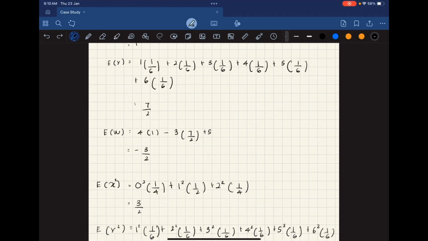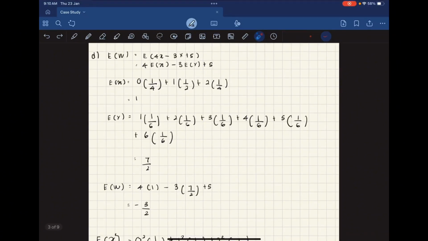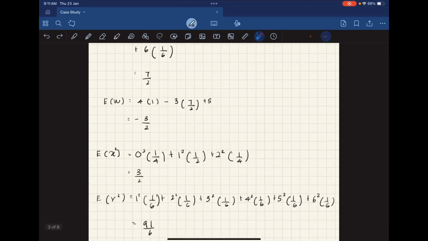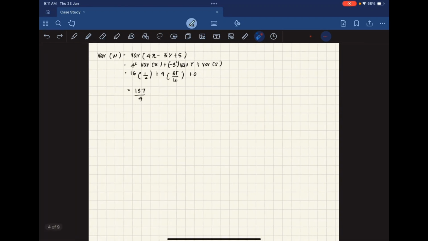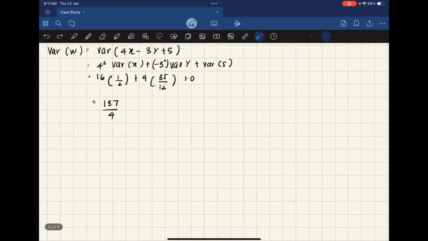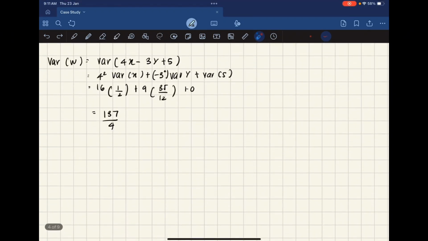After you get the values, you just need to enter them in the formula, which is 4E(X), which is 4 times 1, minus 3E(Y), where E(Y) is 7 over 2, plus 5, which equals negative 3 over 2 for E(W). Okay, to find the variance, we need the variance of W. We need to find the variance of X and variance of Y first. Why? Because when we break down the formula, we get 4 squared Var(X) plus negative 3 squared Var(Y) plus Var(5). So we need to know Var(Y) and Var(X) first.